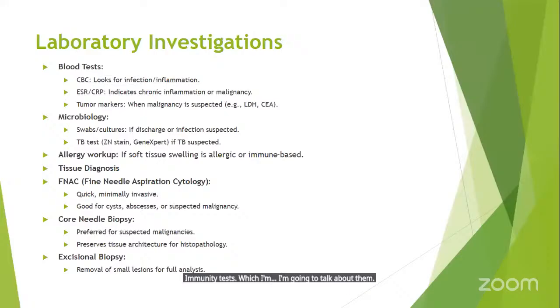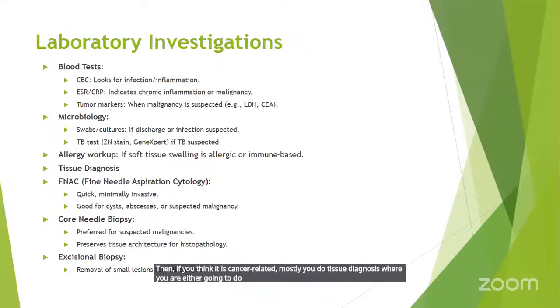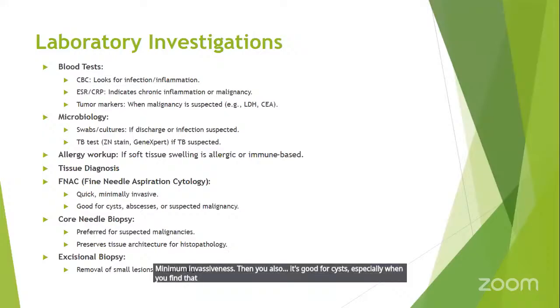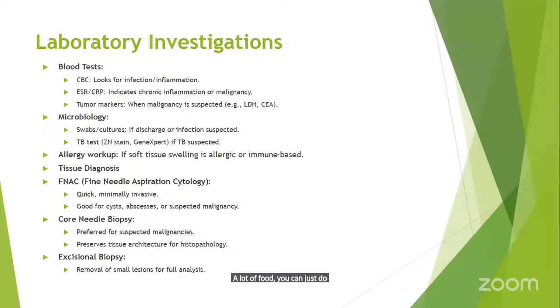Then if you think it is cancer-related, mostly you do the tissue diagnosis, where you are going to do fine needle aspirate for cytology. It is very quick and minimally invasive. It is also good for cysts, especially when you find that a limb or a knee joint has a lot of fluid. You can just do aspiration. You can aspirate an abscess or suspected malignancy.